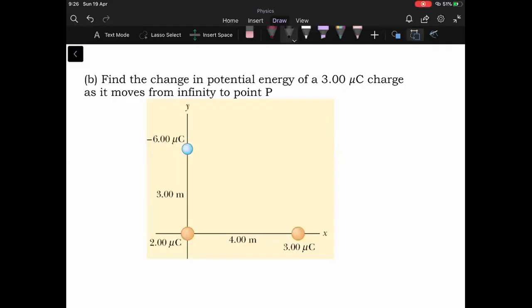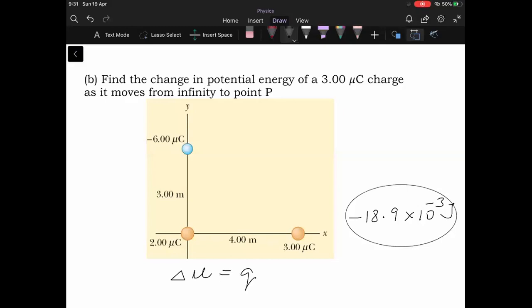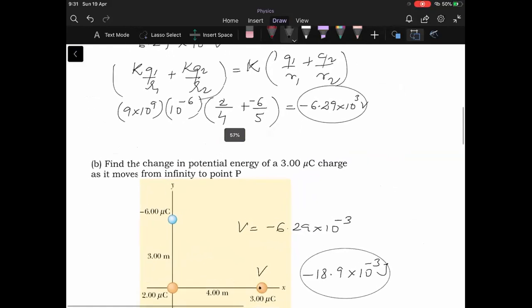Now this is the second part of the problem. You have to find out the change in potential energy. Okay, I'll give you another 1 minute. Potential energy difference is equal to the charge that has been brought in into the potential of that point. इस पॉइंट का पोटेंशियल हमको ऑलरेडी पता है, that we have calculated in the previous question. तो पोटेंशियल कितना था इस पॉइंट का? माइनस ऑफ 6.29 into 10 to the power minus 3. Remember? Sorry, it is plus 3.